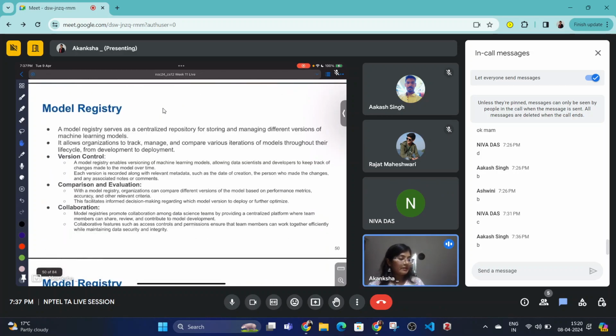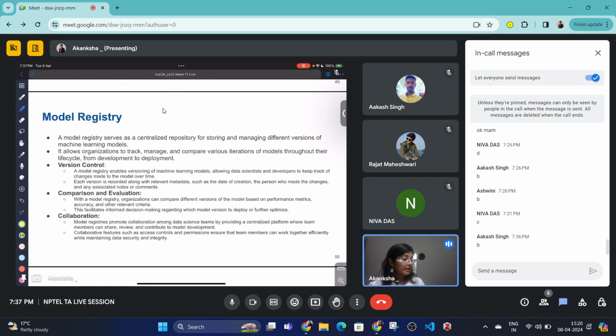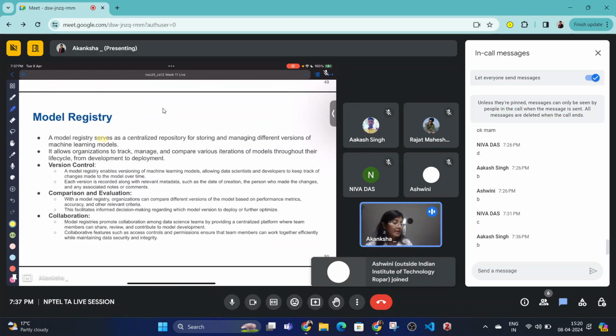So, model registry serves as a centralized repository for storing and managing different versions. It allows us to track, manage, and compare various iterations of the model throughout their life cycle, from development to deployment. Now, what are the features? Version control is there. We can store different versions and keep track, and we can also store relevant metadata, date of creation, the person who made the changes, like commits in GitHub.